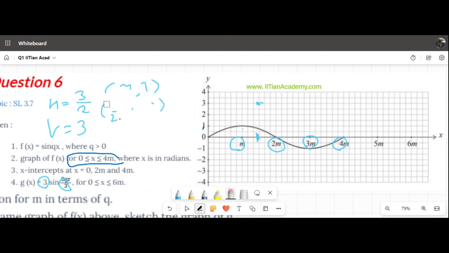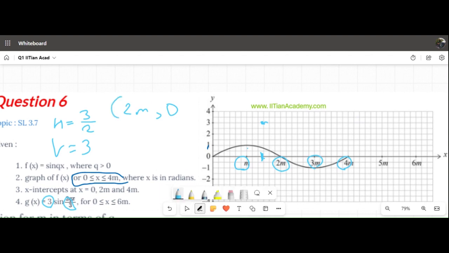So for our second value, we have 2m, which is one of the zeros. So our y value will be equal to 0. With our horizontal and vertical stretch factors, this will then become 3m and 0, because 3 times 0 is 0. So our next point will be 3m at 0.